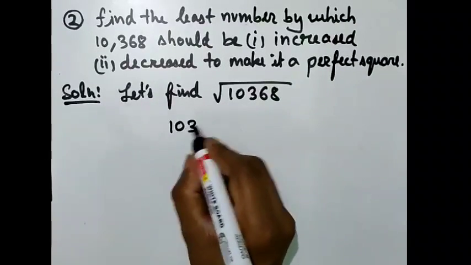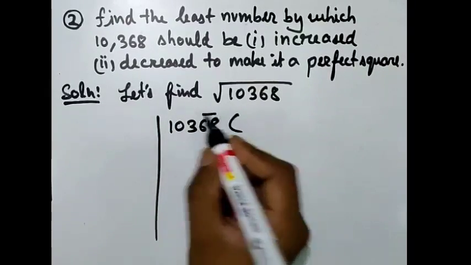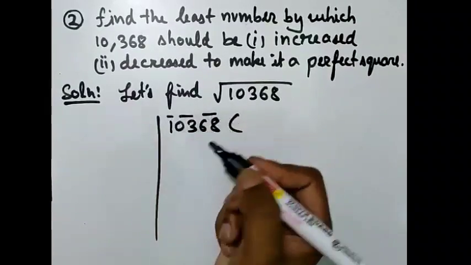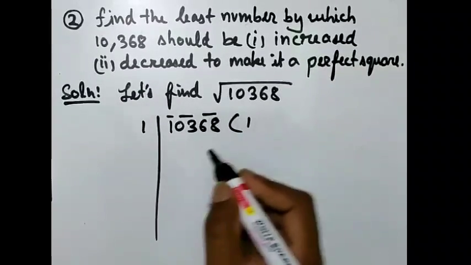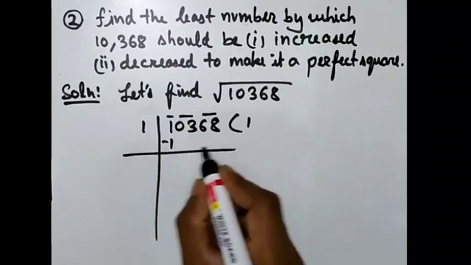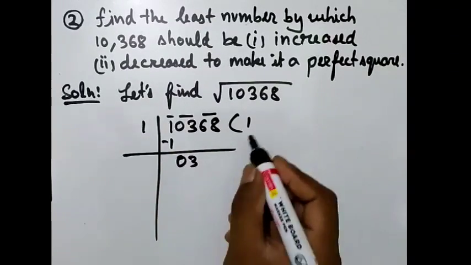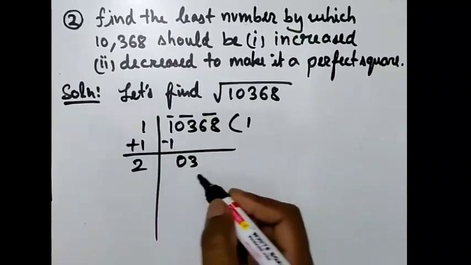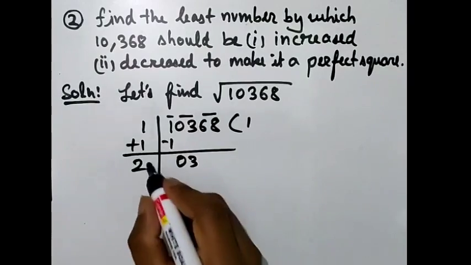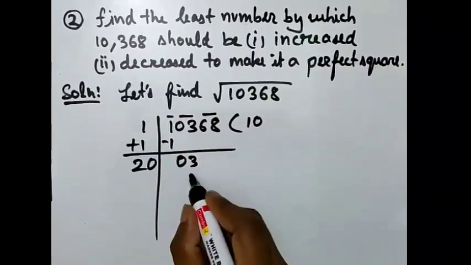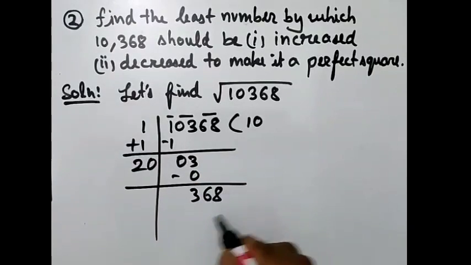So 10,368. Let's make pairs on the right. So 1 is left alone. So we'll start with 1. 1 is a 1. Subtract. So we have nothing left. We'll bring down 03. We'll add 1, 1, 2. What number should I multiply? This is 3 only. So we'll take 0. 0 is a 0. To bring down 3. Then we'll carry down 68.